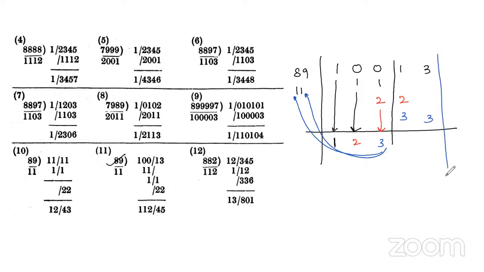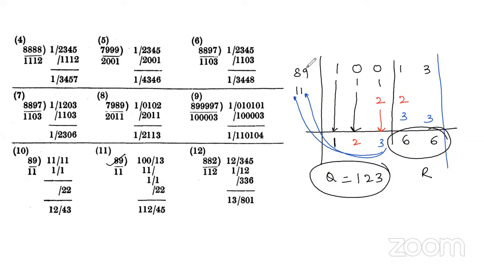Now, see, I reached the last step. So, finally, I am getting here 6 and 6. So, 66 is my remainder and the quotient will be 123. Okay. I hope you understand. Let me discuss the 12th example.